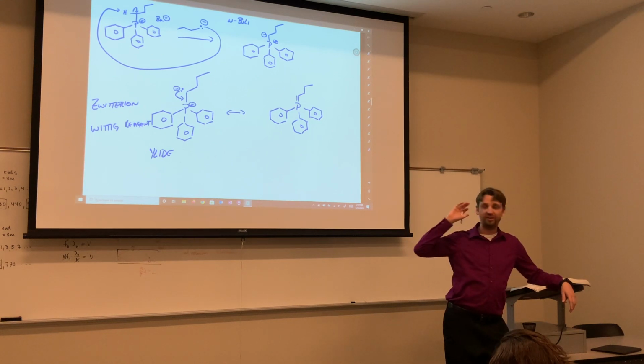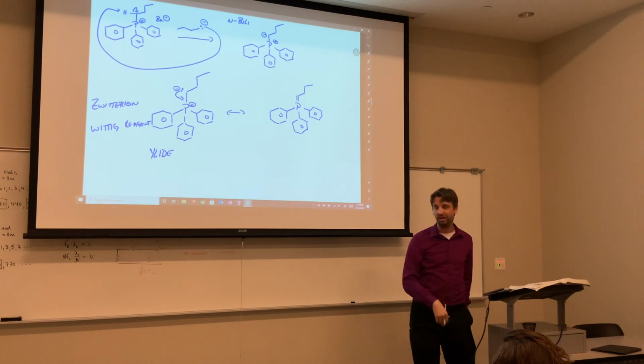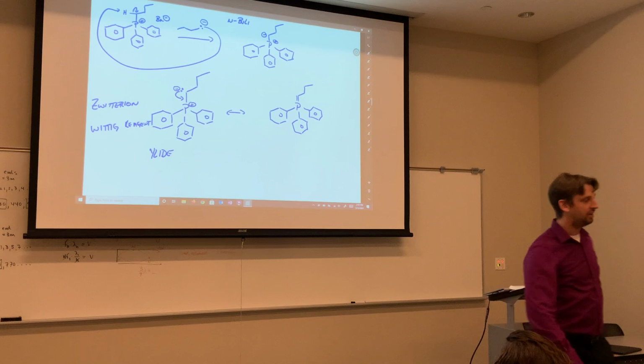You guys with me on this? So if I ever say ylide or Wittig reagent or zwitterion, right, it's all talking about the same thing. Okay, right, so that thing on the left. Good?